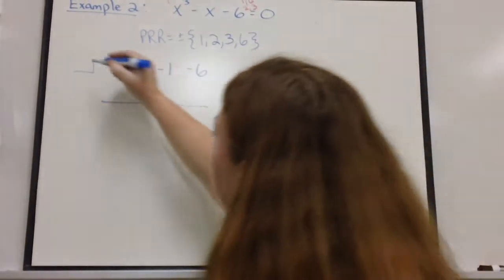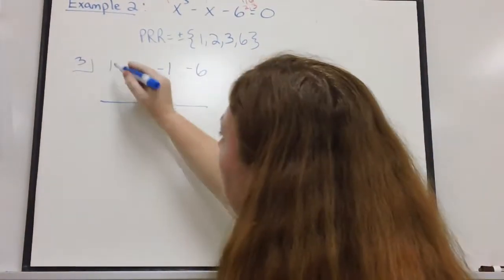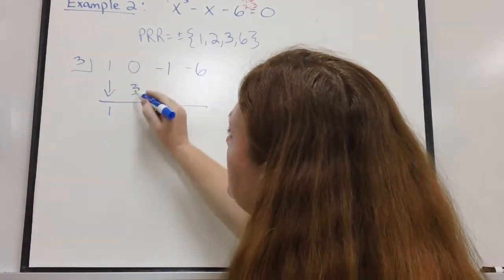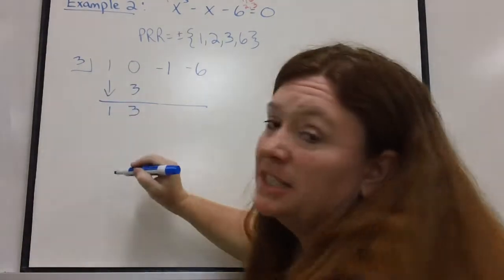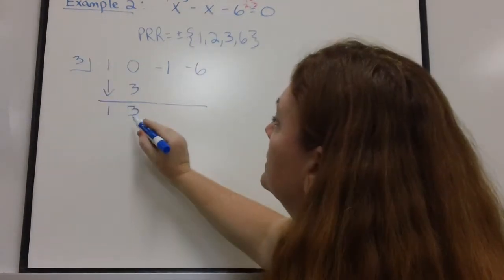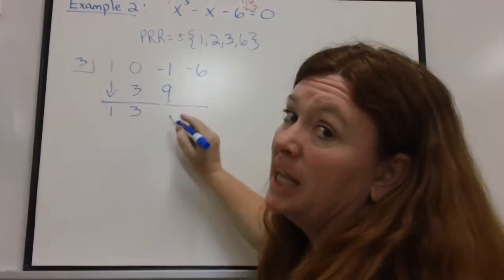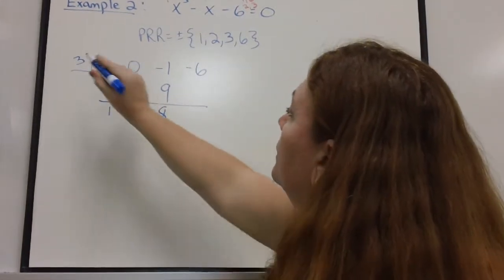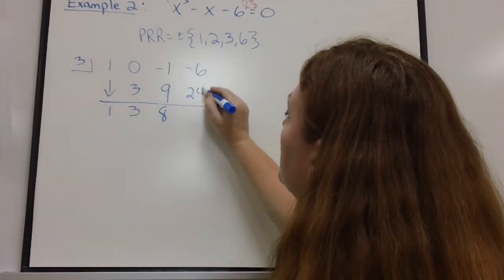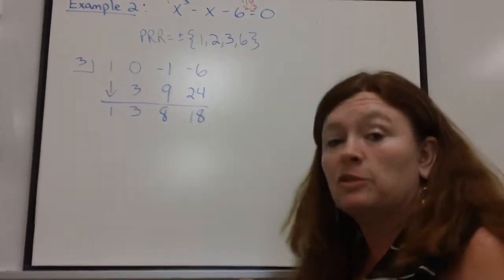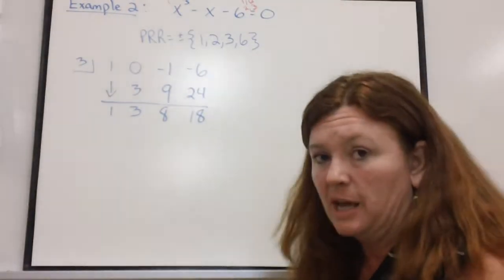Let's plug in a 3. All right. Bring down the 1. 3 times 1 is 3. 0 and 3 adds up to 3. 3 times 3 is 9. Negative 1 plus 9 is 8. 3 times 8 is 24. Add them and get 18. Is 3 a solution? No, it's not.